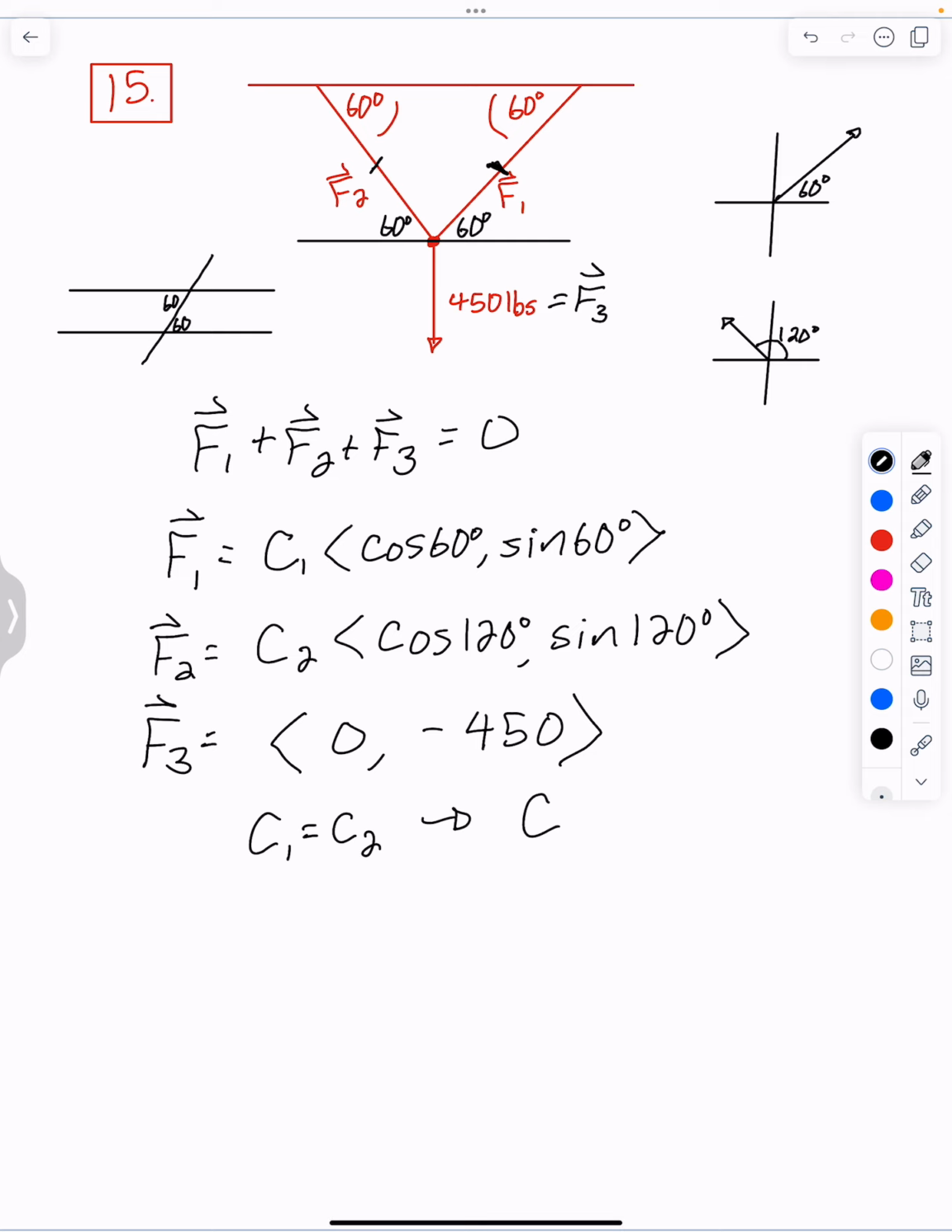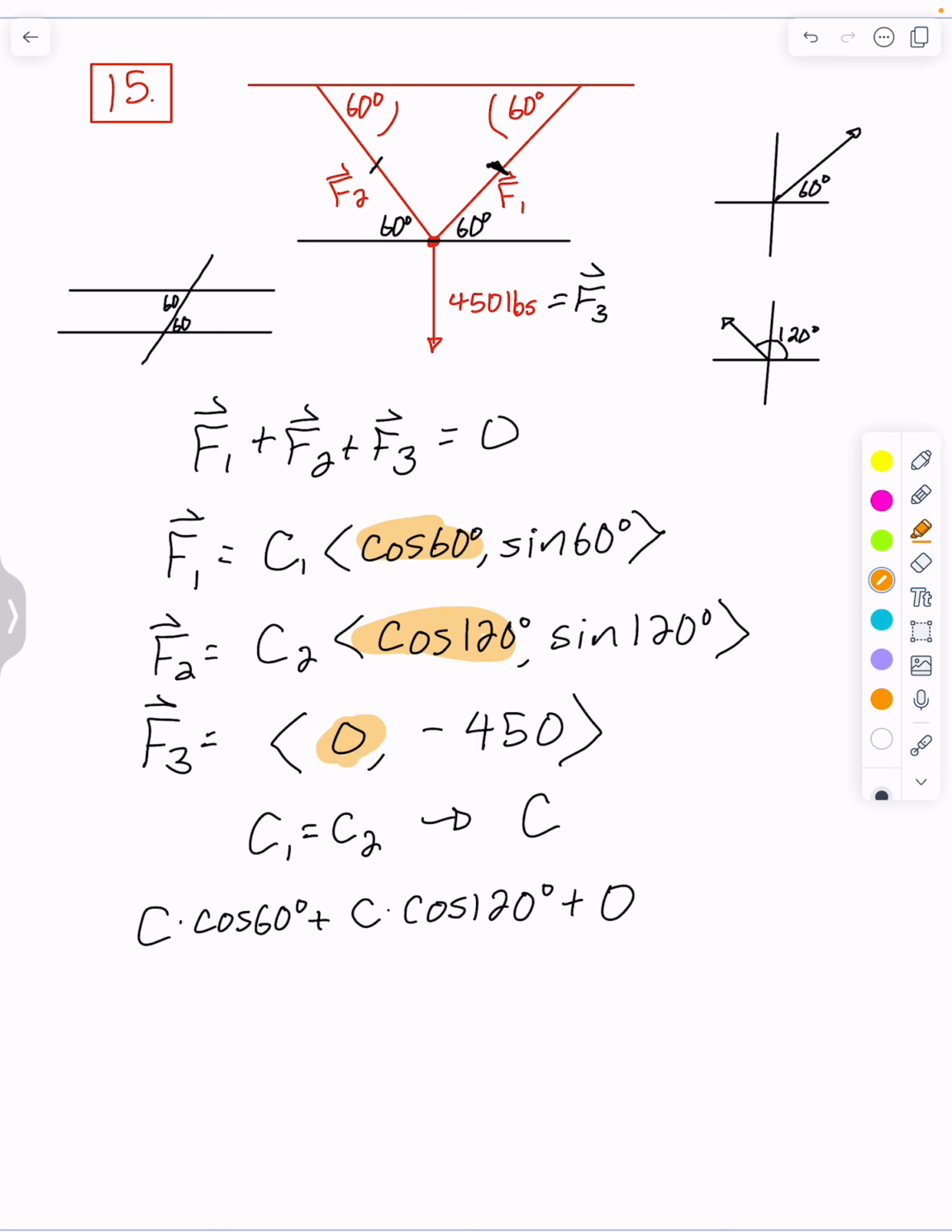Okay? So I got C times cosine of 60 degrees plus C times cosine of 120. And I know plus 0, that's this part. So all I'm doing right now is adding this and that, but the C's have to be multiplied into them. So I know that that is equal to 0.